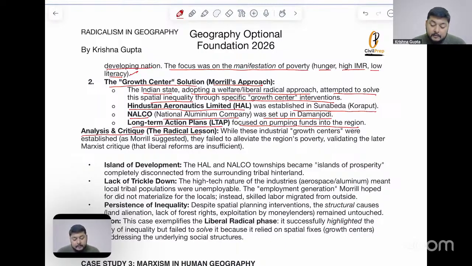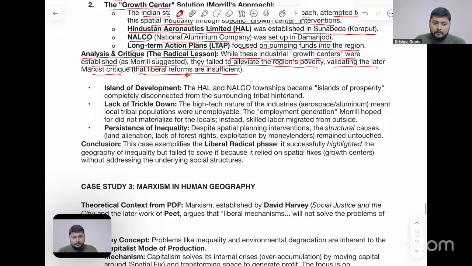The radical lesson was seen here. While the industrial growth centers were established, as Morrill suggested, they failed to elevate the region's poverty, validating the later Marx critique. The liberal forms are insufficient here. Now, when we look at the same thing from another perspective, like island of development, the HAL and Nalco townships became islands of prosperity, completely disconnected from the surrounding tribal hinterland.